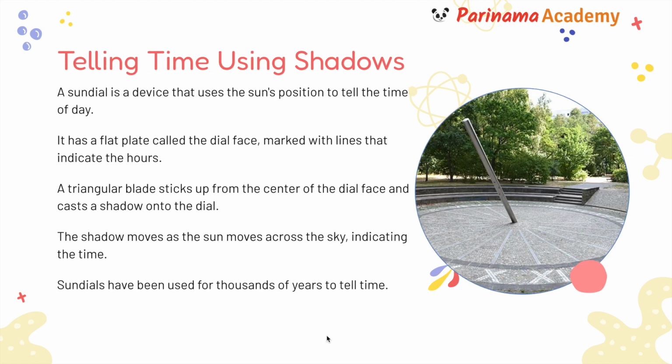A sundial is a device that uses the sun's position to tell the time of day. It has a flat plate called the dial face marked with lines that indicate the hours. A triangular blade sticks up from the center of the dial face and casts a shadow onto the dial. The shadow moves as the sun moves across the sky, indicating the time. Sundials have been used for thousands of years to tell time.